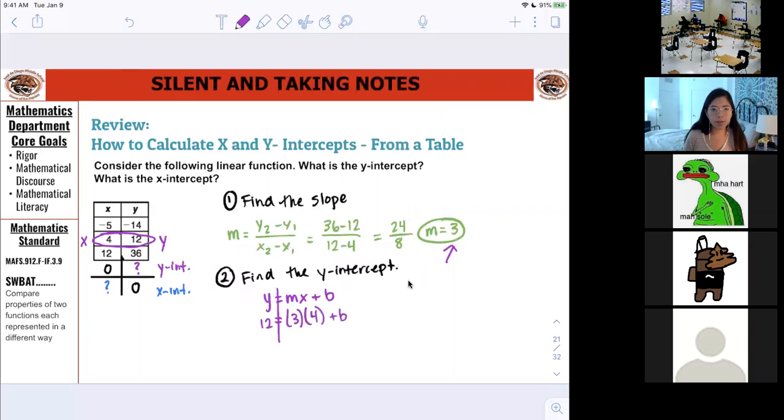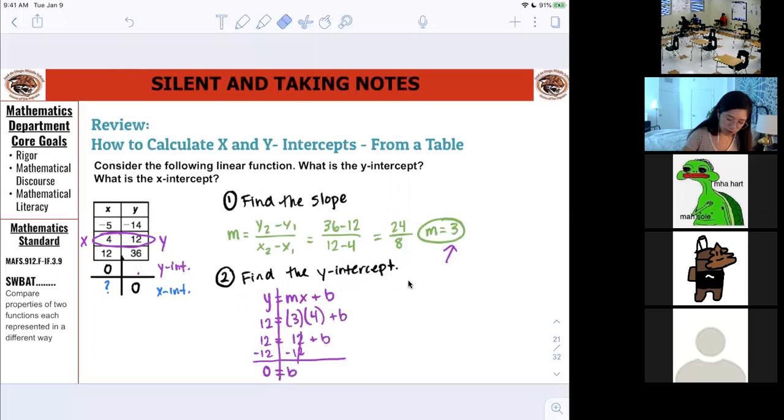And now we do some math. What's 3 times 4? 12. Oh, cool. And if I wanted to get b by itself, what would I have to do to both sides? Subtract 12. Yeah, you're supposed to subtract 12. And usually you get a nice number, but here what happens? You get 0. So my y-intercept is 0.